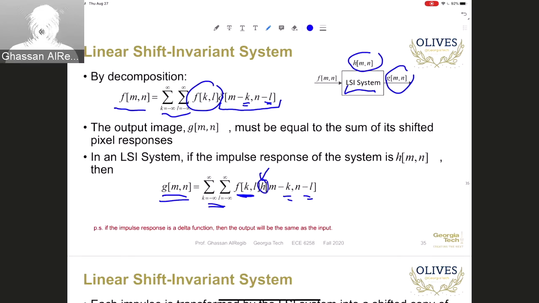Okay, so that's basically a straightforward extension of the one-dimensional convolution when we had an LTI system. You can even call it an LTI system in this case.